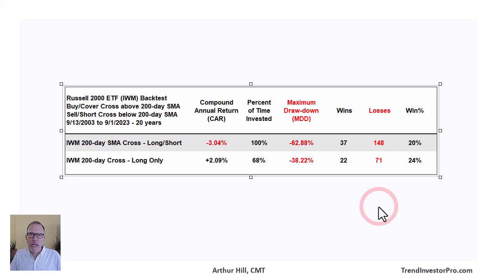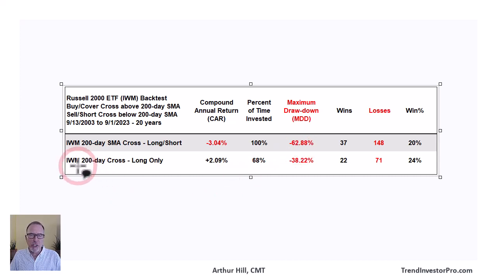So here's a little table I put together with the results. This goes back for 20 years from September 2003 to September 2023. And you can see if you did a long short, your compound annual return was actually negative. So you lost money if you were shorting when IWM crossed below the 200-day and then covering when it crossed above. And you can see the maximum drawdown was 63%. Clearly not a viable strategy.